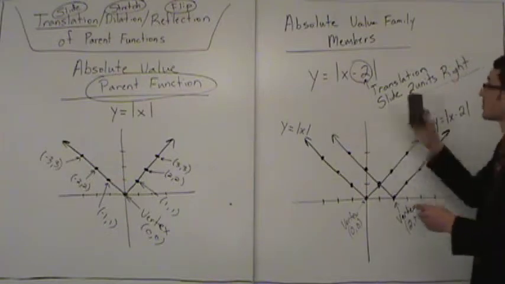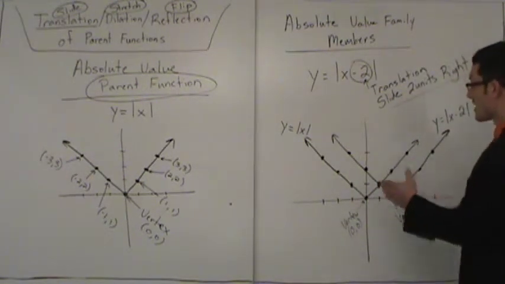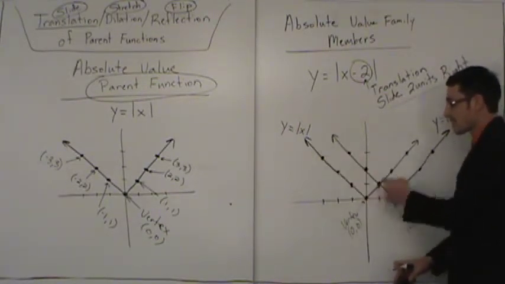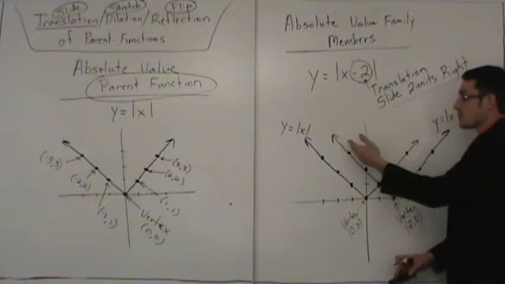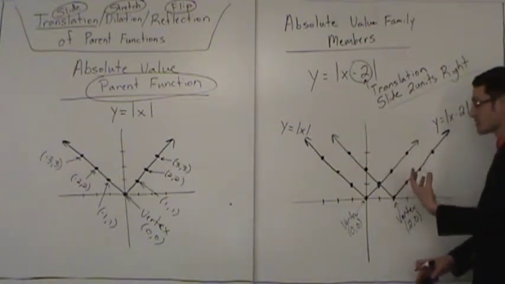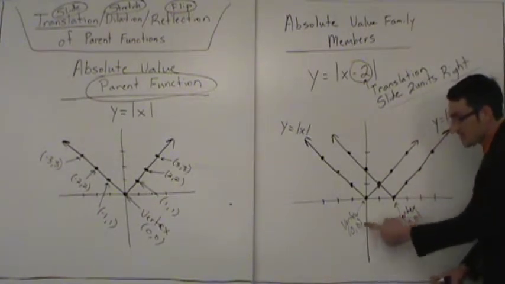Now, okay, so what do you guys have to do for homework? Well, you guys are going to be graphing members of the family. The directions are as follows. First, you will graph the parent function, and then you will slide your points 2 units to the right, or whatever direction you have to slide. We're going to talk about different directions here in a minute. And you will label the vertex of each function.